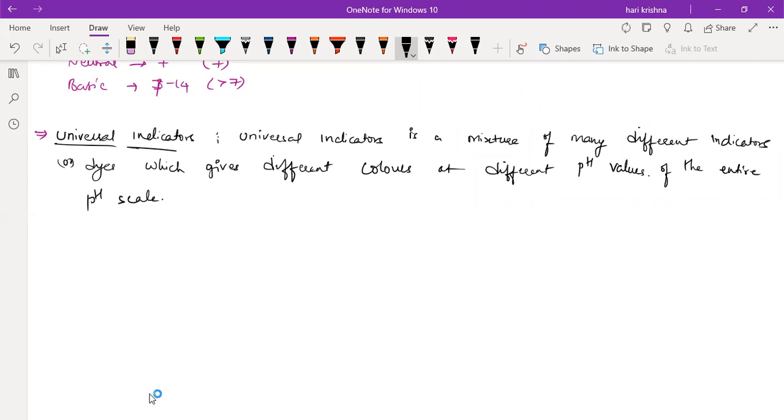Suppose if you go to the lab, you can find the litmus paper, especially the red litmus paper or the blue litmus paper, or you can find the methyl orange or the phenolphthalein. All these give information only about whether the substance is an acid or a base. But whether the litmus paper, the phenolphthalein or the methyl orange gives any information about the strength of an acid?